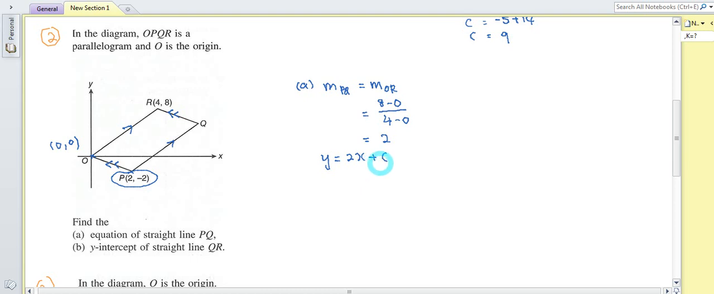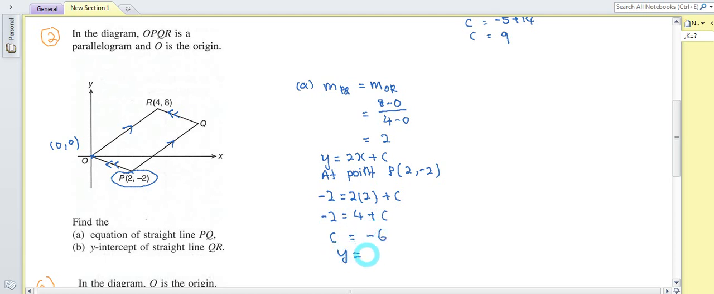We don't have c. So now we want to find PQ. We need to use a point which falls on the straight line PQ. Okay, we use P. At point P, (2, negative 2), y is equal to negative 2. Y equals 2x plus c. Okay, negative 2 equals 4 plus c. C is equal to negative 6. So the equation will be y equal to 2x minus 6. Okay, so this is the equation for PQ.